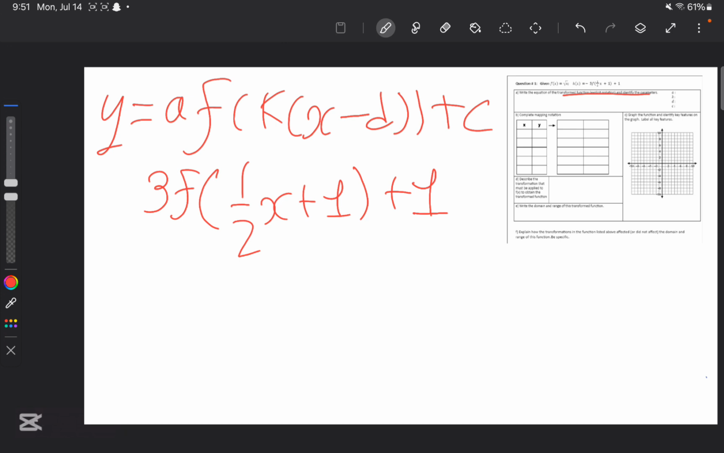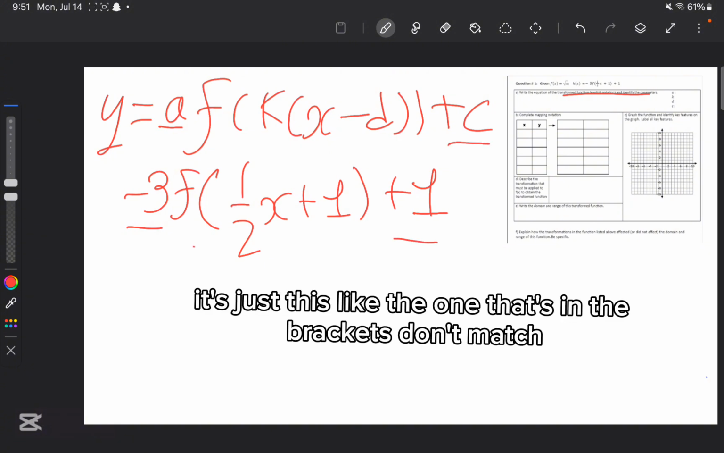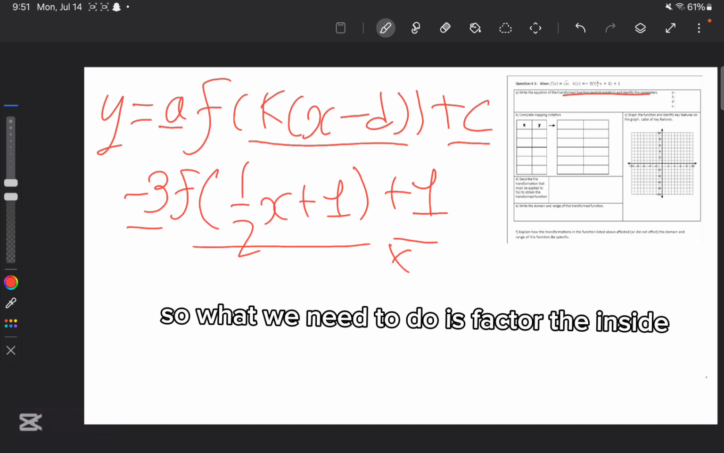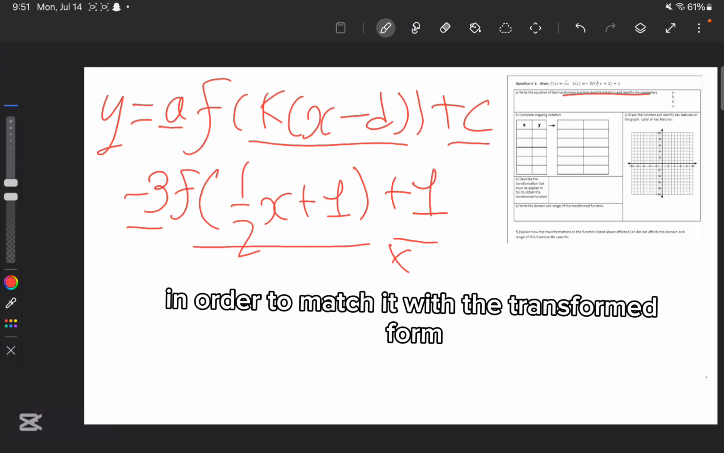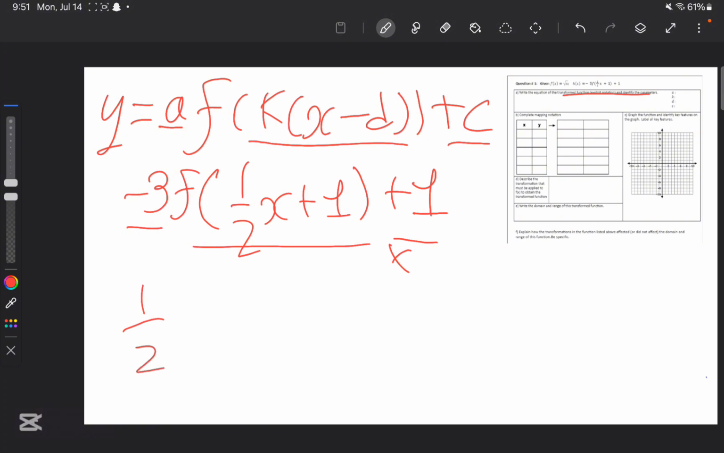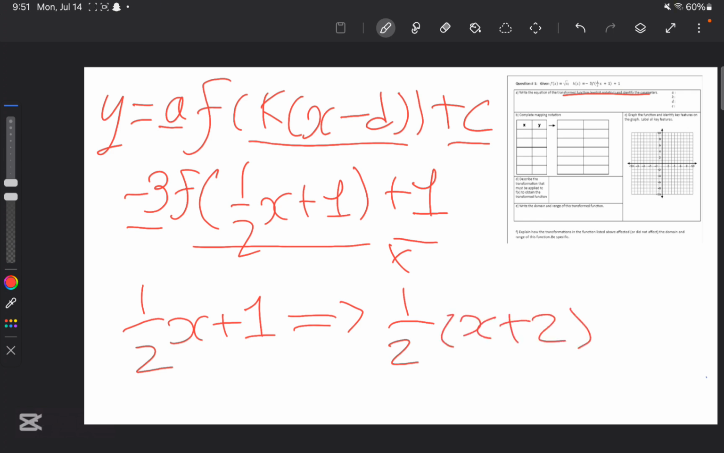Now notice that the 3 could stay the same. It matches up here, and the 1 also matches. It's just the one that's in the brackets that doesn't match. So what we need to do is factor the inside in order to match it with the transformed form. So let's factor the inside. So we're factoring a 1 over 2 here, which is equal to x plus 2. And we have to substitute that back into the equation.